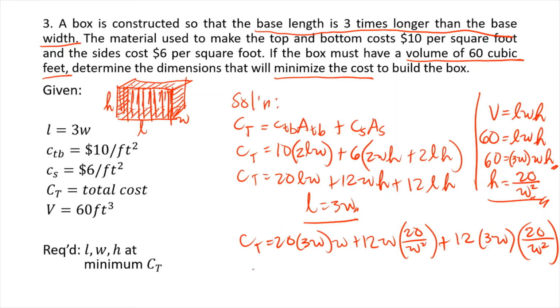So let's simplify. C sub t is equal to 20 times 3, that's 60. W times W, we have W squared, plus 12 times 20, that's 240, right? Then we have W over W squared, that's over W, plus 12 times 3 times 20, that's 720. Okay, we have like terms here.